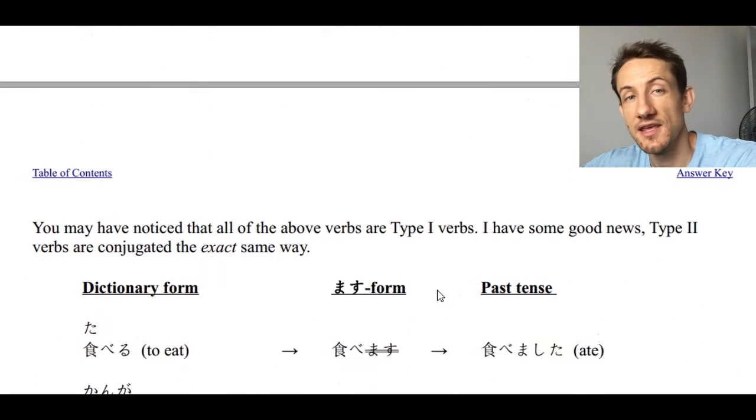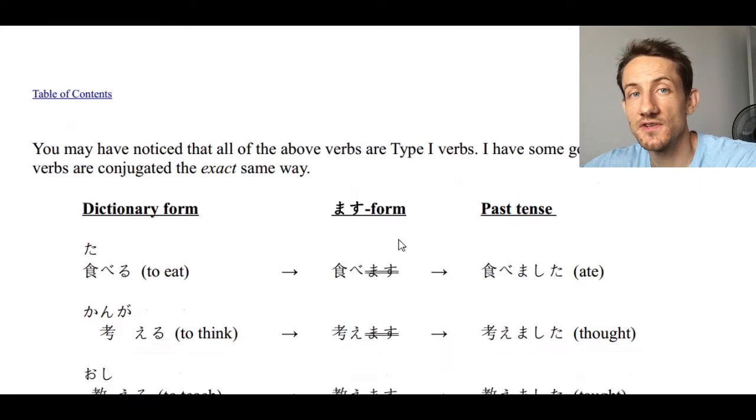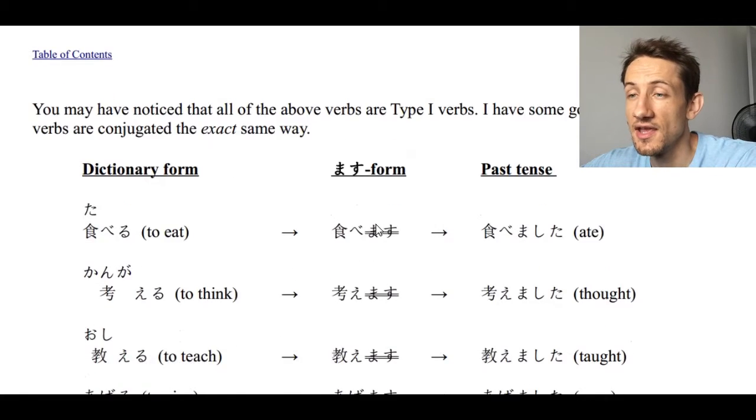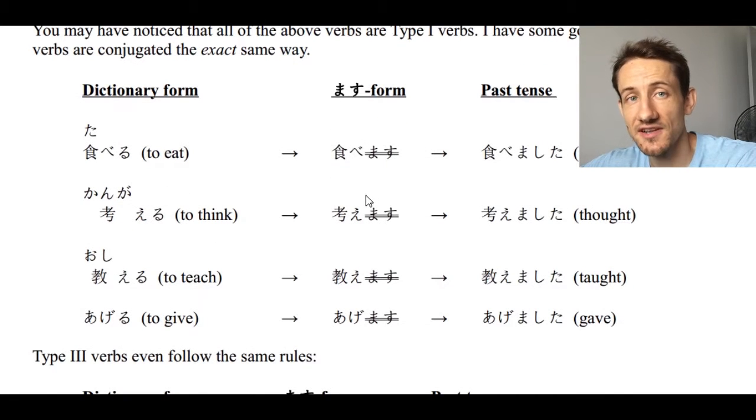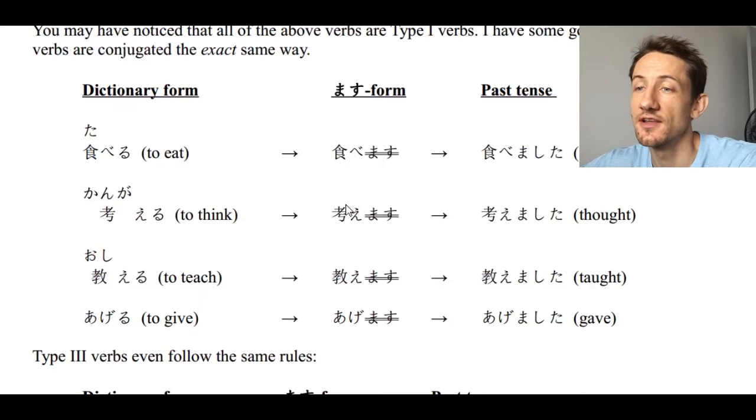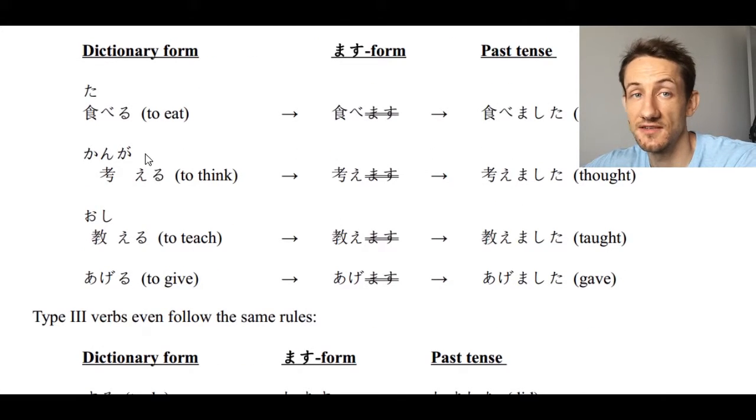Okay, and if you have been watching this series, you may have noticed that all the verbs that we just looked at were type 1, and now we're going to look at our type 2 verbs, but fortunately, they're all conjugated the exact same way. So if you can conjugate a type 1 verb to the past tense, you can conjugate a type 2 verb. We have taberu, the mas form is tabemasu. We add mashita to the mas stem, and we get tabemashita. Kangaeru becomes kangaemashita. Oshieru becomes oshiemashita. Ageru becomes agemashita. So again, we just find the mas stem, add mashita, and we get the past tense of that verb.